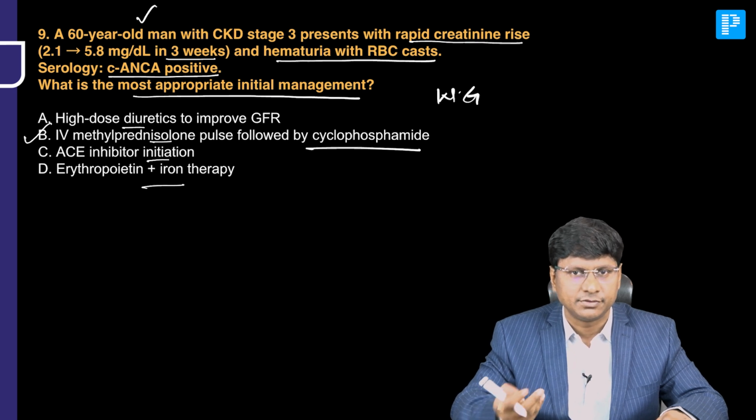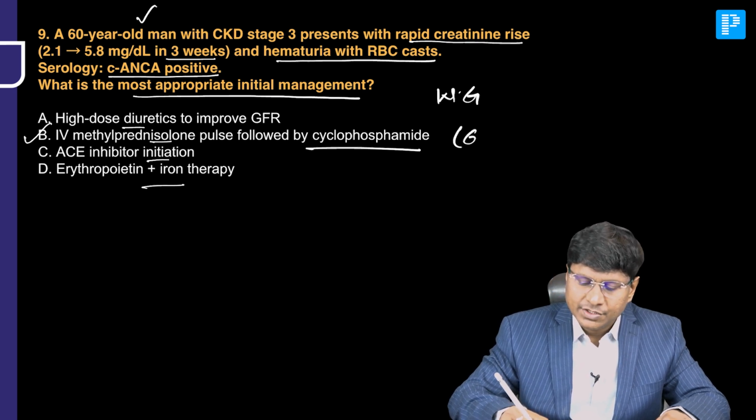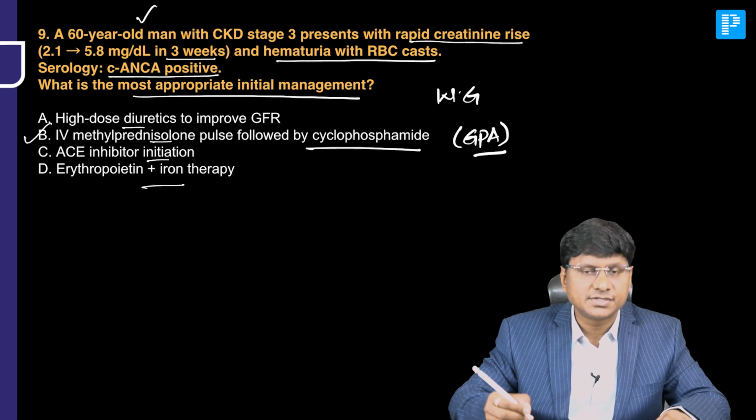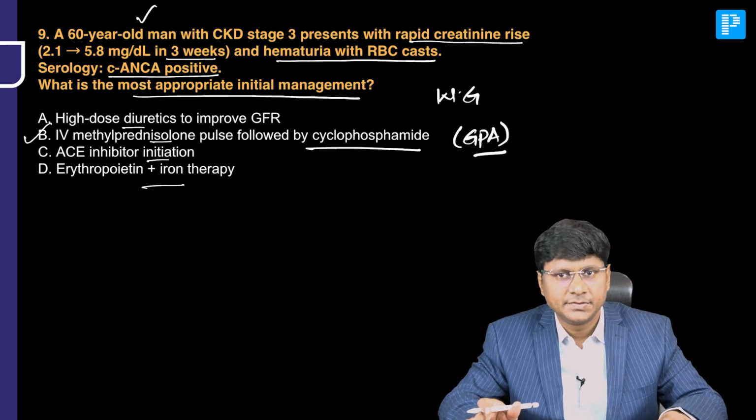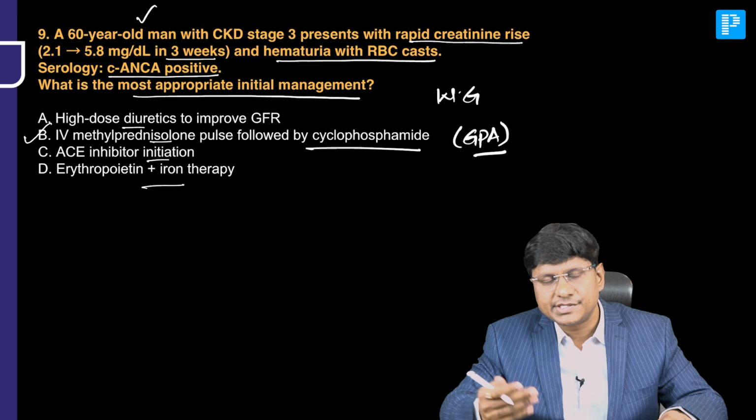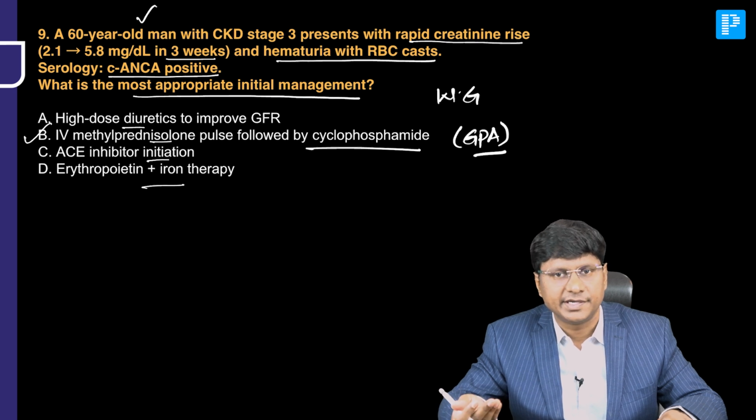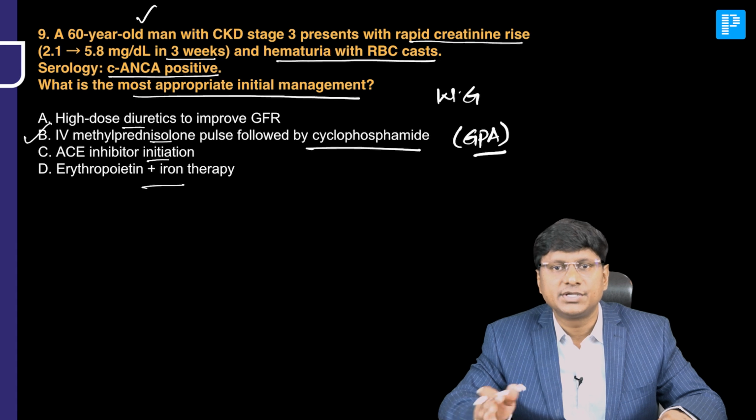Because C-ANCA is positive. This C-ANCA is being positive. So another name for Wegener's granulomatosis is granulomatosis with polyangiitis. And this granulomatosis with polyangiitis is associated with the development of chronic kidney disease. These patients require urgent immunosuppression, and that can salvage the renal function.